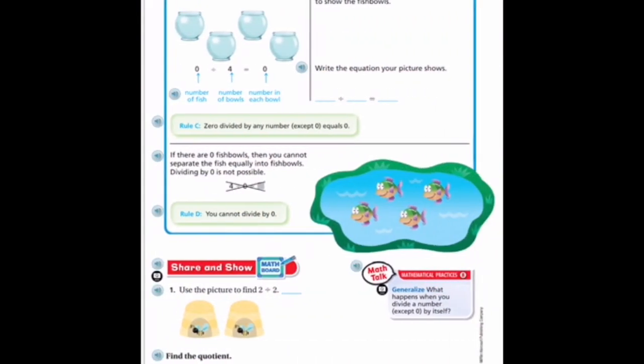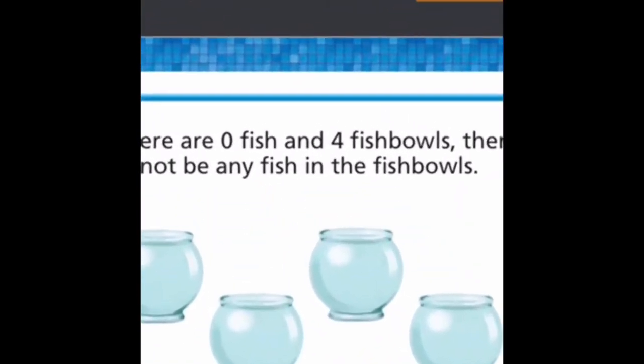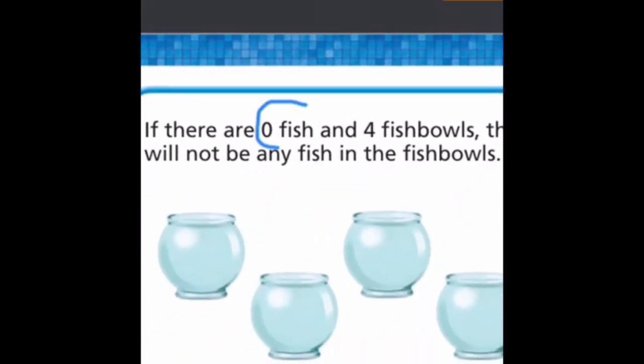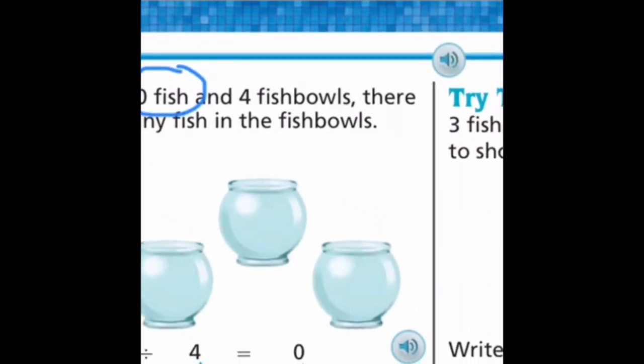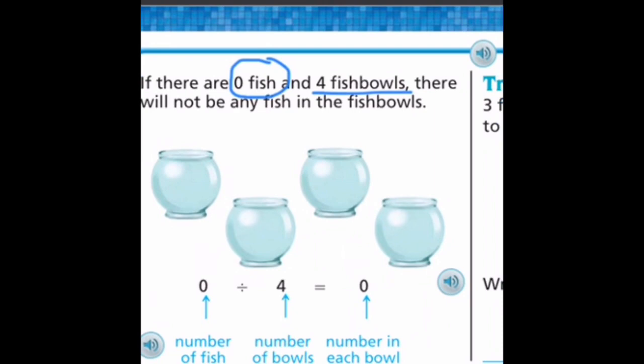Let's check out our next picture. If there are 0 fish and 4 fish bowls, how many fish go in each bowl? Well, if we don't have any fish and we have 4 fish bowls, I can't put any fish in any of the bowls.